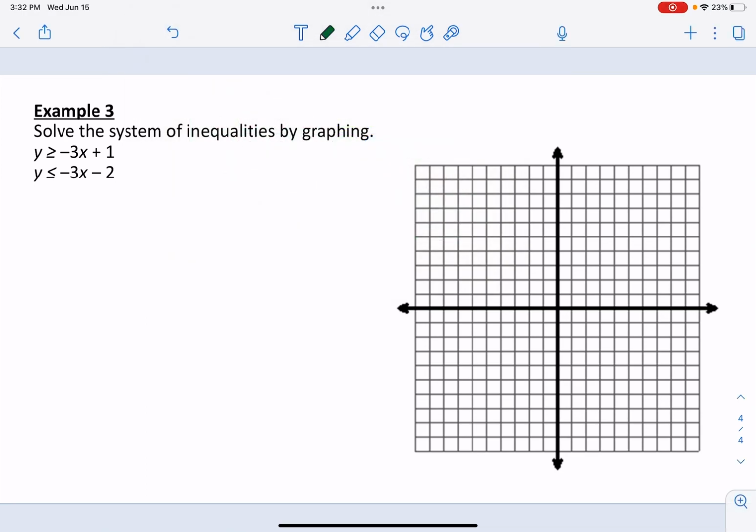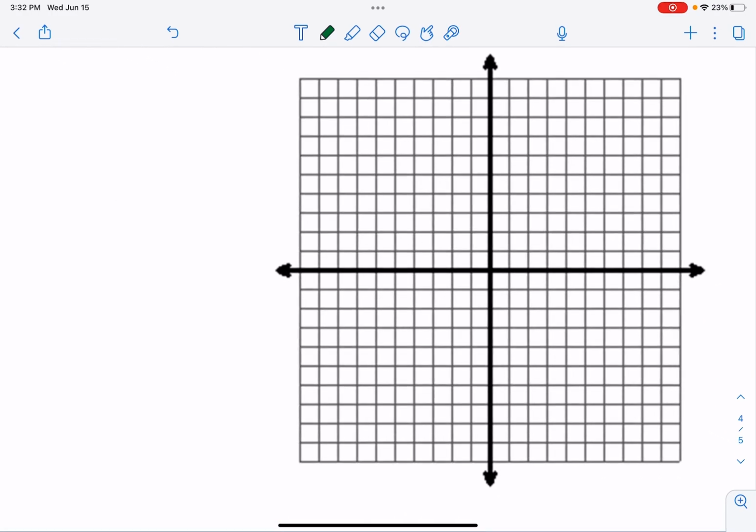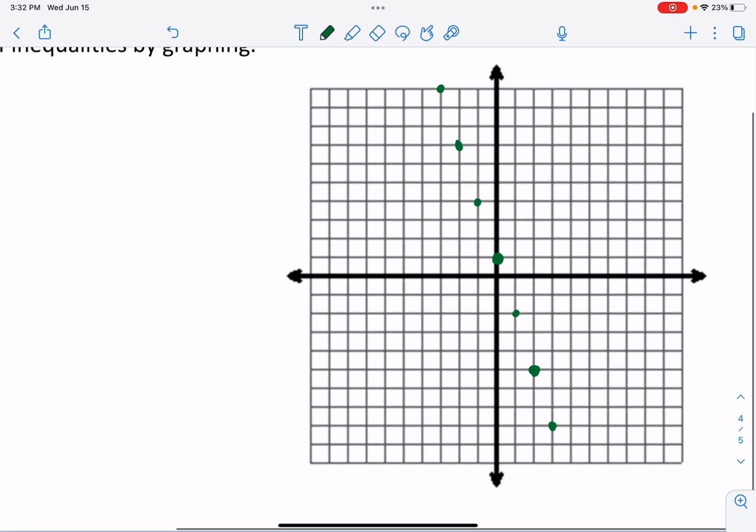I'll do green for this one. Sure. Why not? So this first one, -3x plus 1. Plus 1. -3. So I go down 3. Right 1. Up 3, left 1. And was I equal to? I was, so I don't have to worry about a dashed line. I'm a solid line.